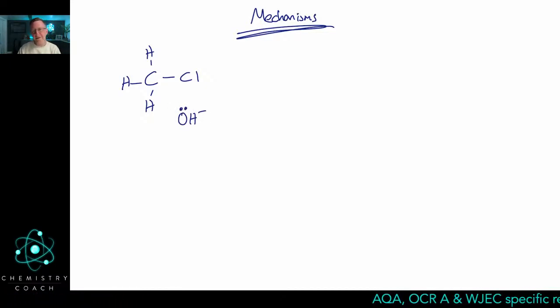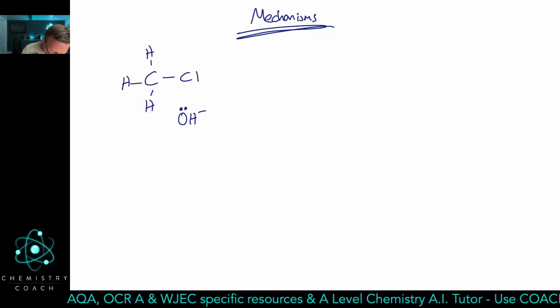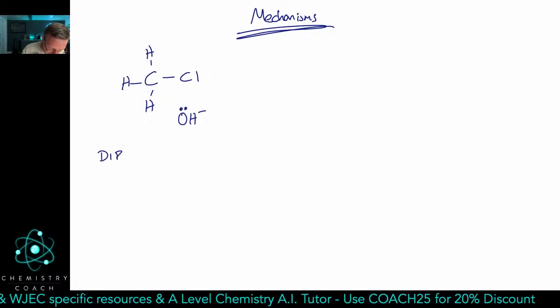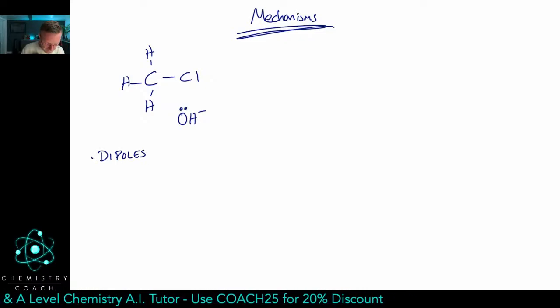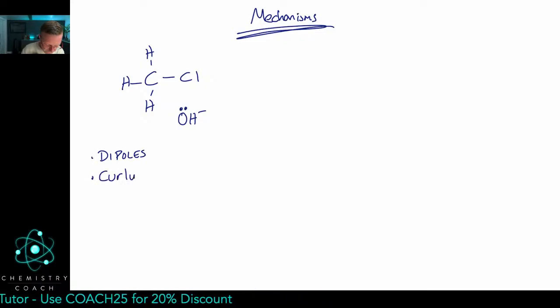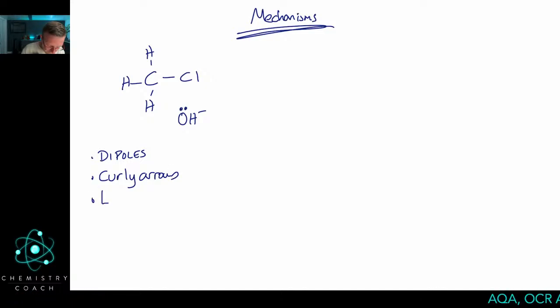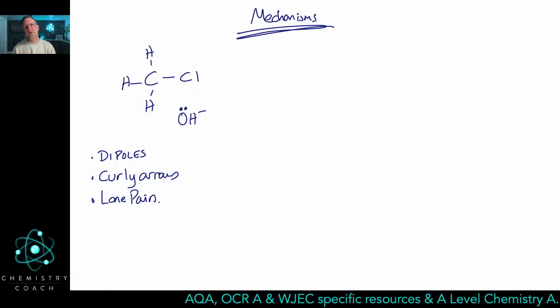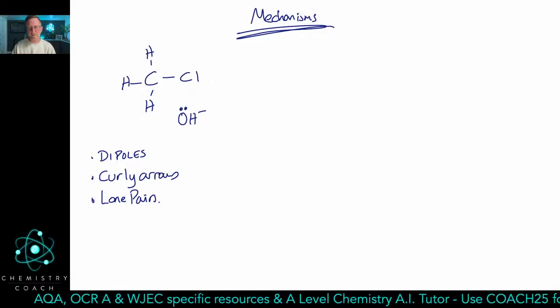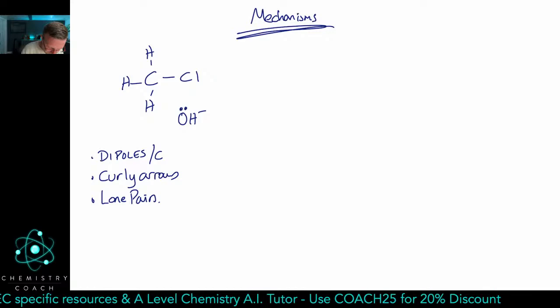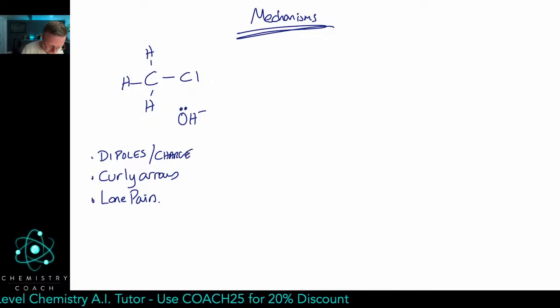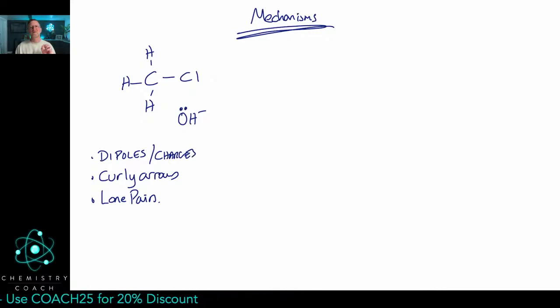Now, mechanism's all about three things, okay? Number one, dipoles, as we've mentioned before. Number two, curly arrows. And number three, lone pairs. Okay, so that's what they're going to be looking for, and charges as well. So dipoles, charges, curly arrows, and lone pairs. That's where all your marks are going to be coming from.